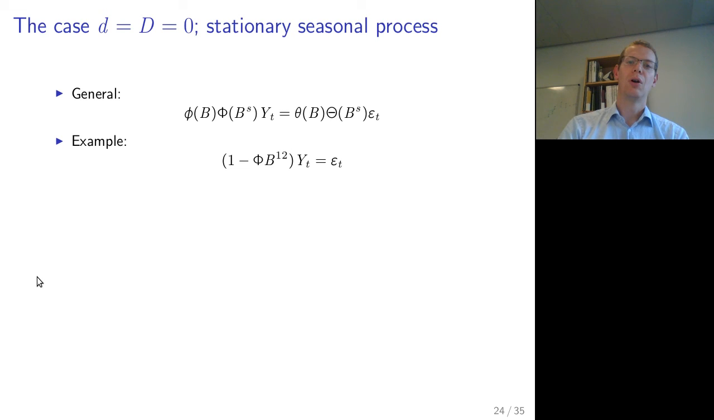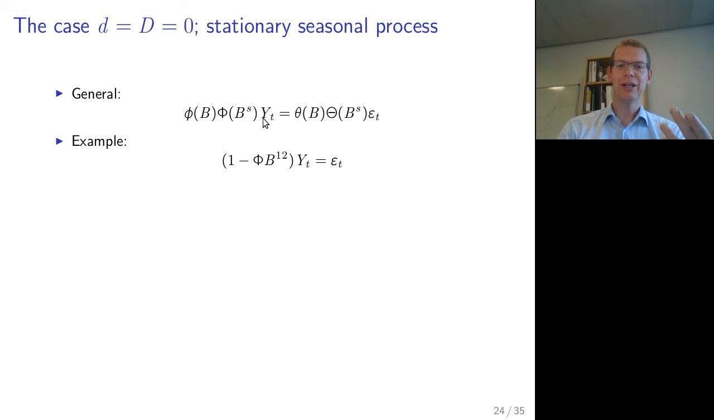So often what we want to do is to find the case where the two d's are equal to 0, so the process is as such stationary. And this is a general case. As an example, we'll look at this here, which is an autoregressive model. You can say it's an AR12 model with a lot of coefficients that are 0, so it's not a good way to declare it.